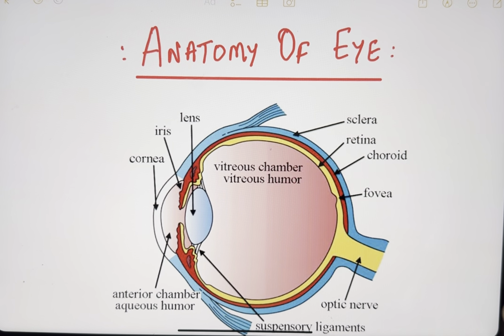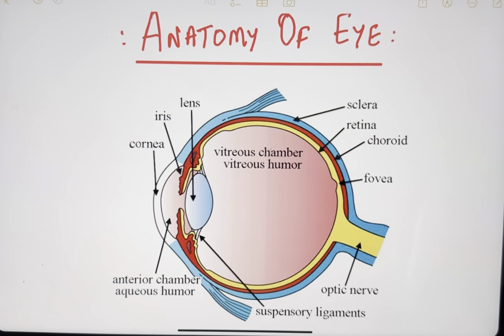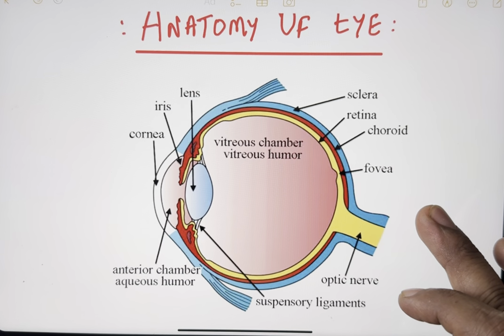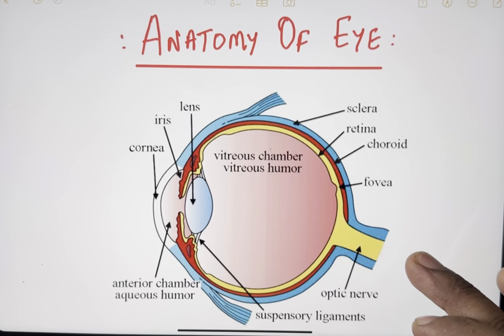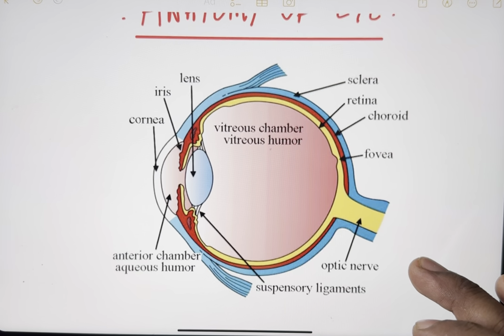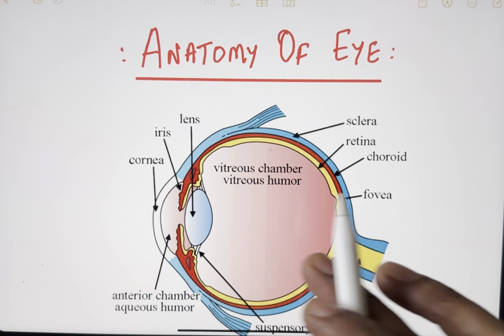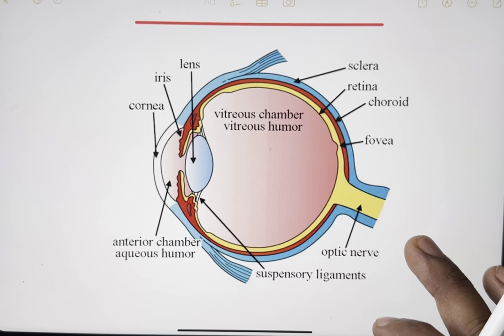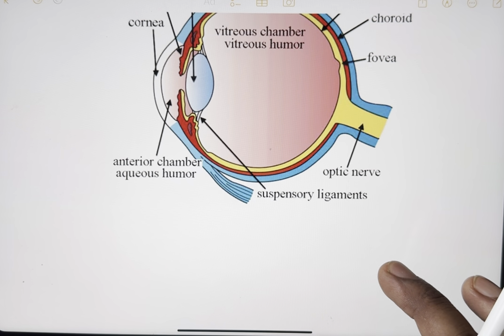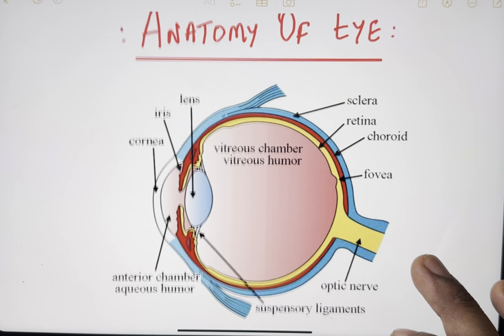Hello friends, today we will discuss the anatomy of the eye. It is very important in the first year MBBS in the subject anatomy and physiology of the eye. So, in this series of lectures we will discuss the anatomy of the eye, then the physiology of the eye, then ophthalmology, which is a very important subject in the third year of the MBBS.